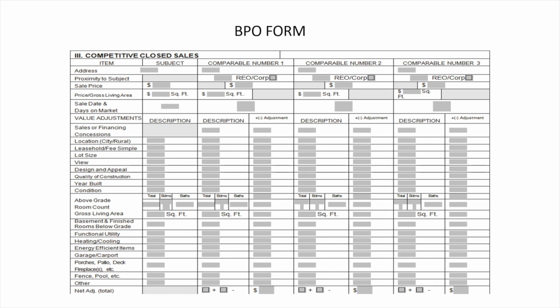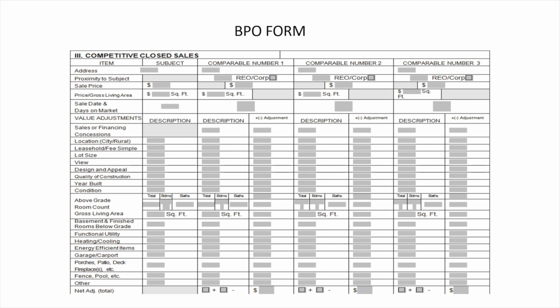The competitive closed sale section of the BPO form is asking about the subject property in comparison to closed sales. They want to know about the proximity of the subject. What did the property sell for? The price per gross living area, the date of the sale, days on market, value adjustments, sales or financing concessions, location, is the property in a city or rural area? Is it leasehold or fee simple? The lot size, view, design, and appeal, the quality of construction, what year was the property built?